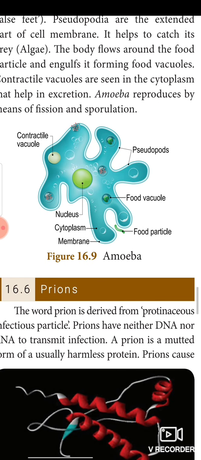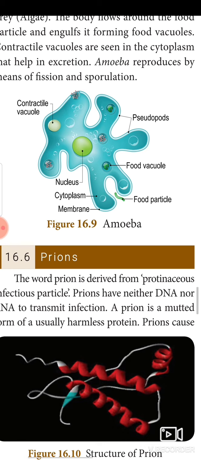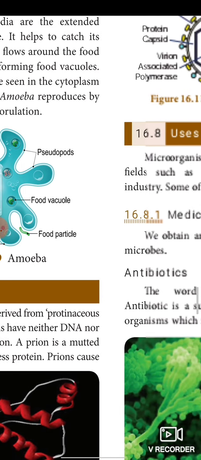The word prion is derived from proteinaceous infectious particle. Prions have neither DNA nor RNA to transmit infection. A prion is a mutated form of a usual harmless protein. Prions cause diseases by affecting brain or neural tissues. Another example is kuru, associated with cannibalism.